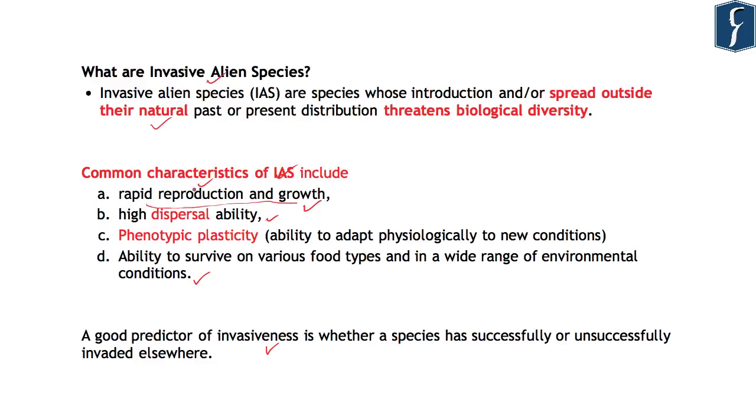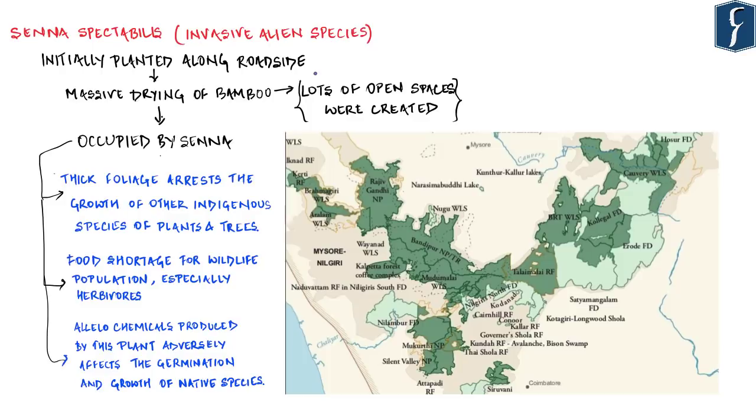Let's now focus on this particular type of plant, Senna spectabilis. This plant was introduced by humans as it was planted as trees alongside roads in Wayanad. Now, due to massive flowering and drying of bamboo species in Wayanad, lots of open spaces were created, which were later on occupied by this particular plant.